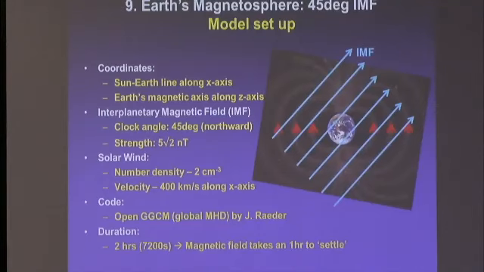5 degrees. So this is supposed to be a situation where you'll get very little reconnection. It's not supposed to be a particularly exciting one. And this interplanetary magnetic field is basically being driven towards the Earth at about 400 kilometers per second.